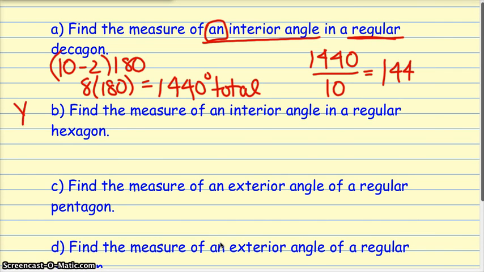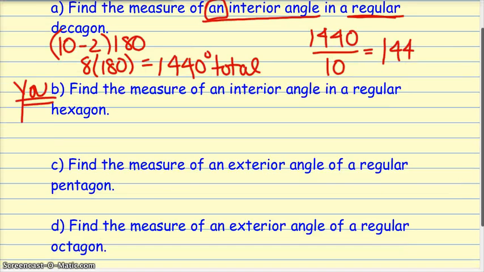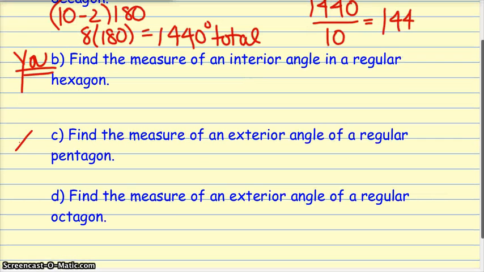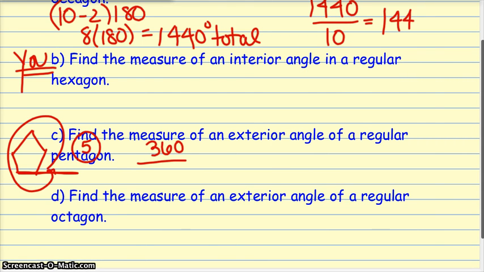I'd like you to go ahead and try letter B. Letter C says find the measure of an exterior angle of a pentagon. Well, the exterior angle is formed by that extension. We know that a pentagon has 5 exterior angles if I went all the way around it. So all the way around is always going to be 360. If it's regular, that means that each of these angles are the exact same measurement. So 360 divided by 5 tells me that each angle on the outside is 72 degrees.